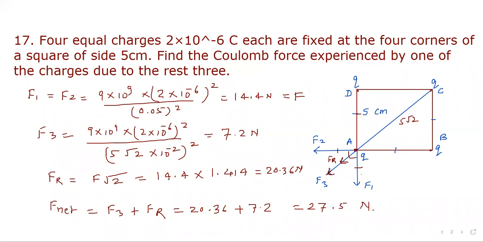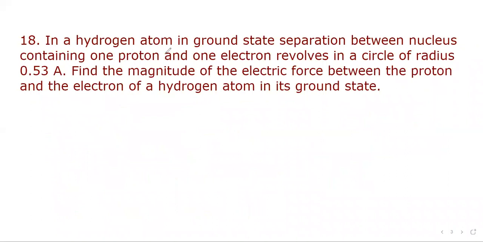Now let's go to next question. In a hydrogen atom in ground state, the electron revolves around the nucleus containing one proton in a circle of radius 0.53 angstrom. So here, suppose proton is here and electron is here, and this separation is 0.53 angstrom, and we know that 1 angstrom equal to 10^-10 meter. So here the question says, find the magnitude of the electric force between proton and electron.